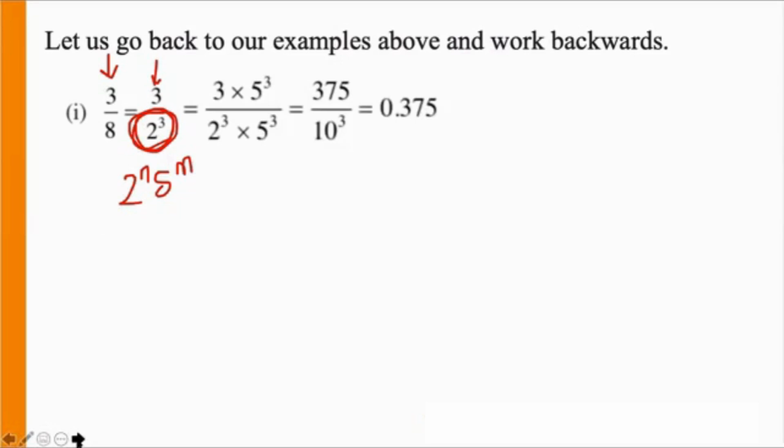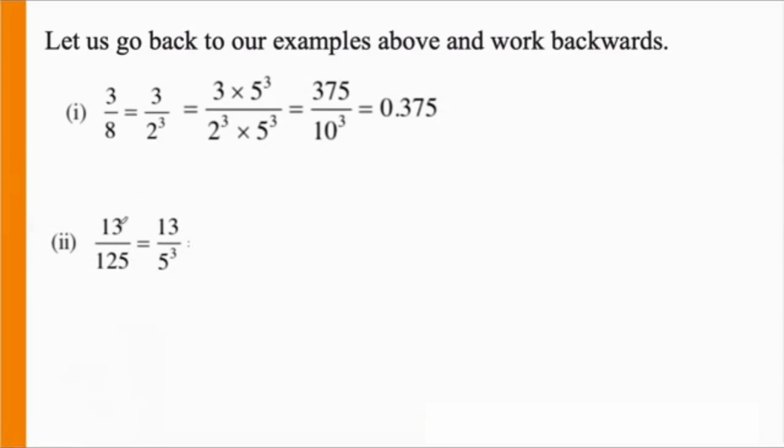Let's check. So to make the denominator into base of 10, we will multiply 5 cube in the denominator and the numerator. So 2 cube into 5 cube, here we get 10 cube, and 3 into 5 cube becomes 3 into 125, and that will make it 375 upon 10 cube. And you can see we get a terminating decimal expansion, 0.375.